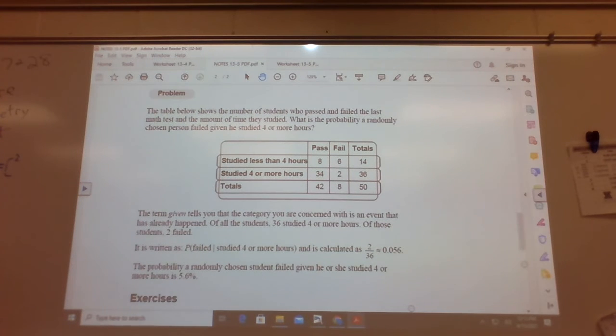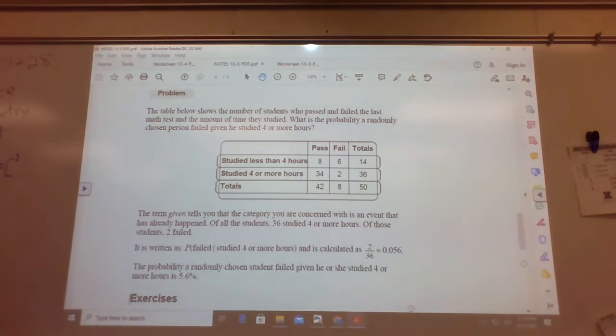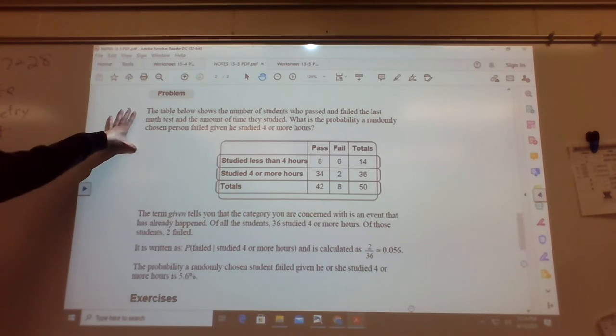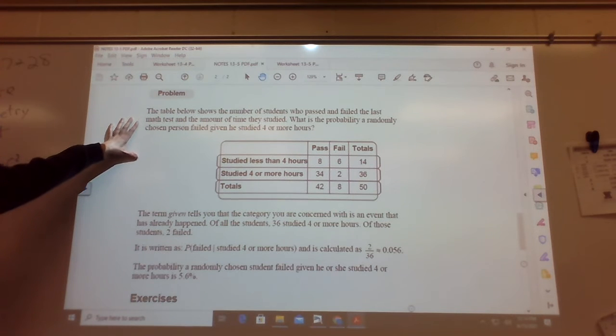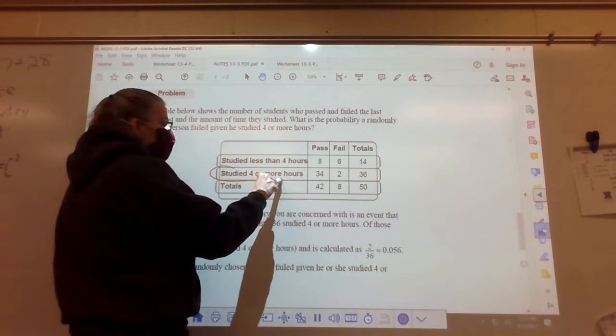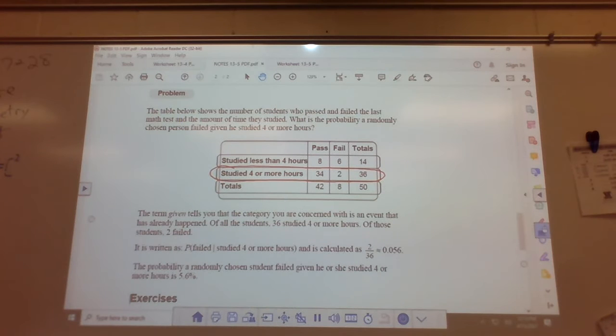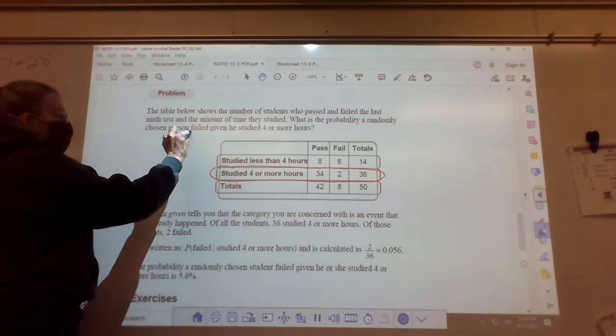So on these, it says the term given tells you that the category you're concerned with is an event that's already happened. So we want to know, what's the probability a randomly chosen person failed given he studied 4 more hours? So studying 4 more hours is everybody here. This is the group that studied 4 more hours. They really wanted to get a good grade on the test. I want to know, based on just that group, how many people failed.